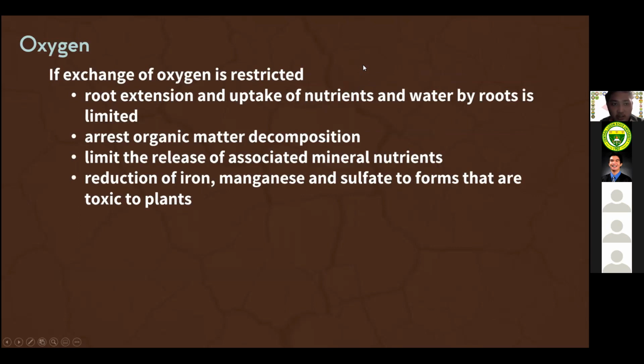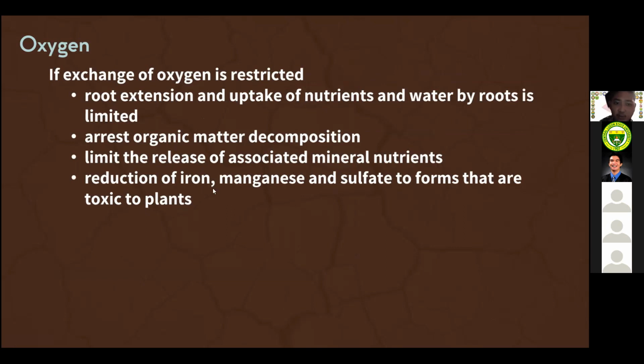So what is the role of oxygen? Okay, if exchange of oxygen is restricted, there are some properties that may be affected. So root extension and uptake of nutrients and water by roots is limited. It arrests organic matter decomposition, so it can delay the organic matter decomposition. It limits the release of associated mineral nutrients.